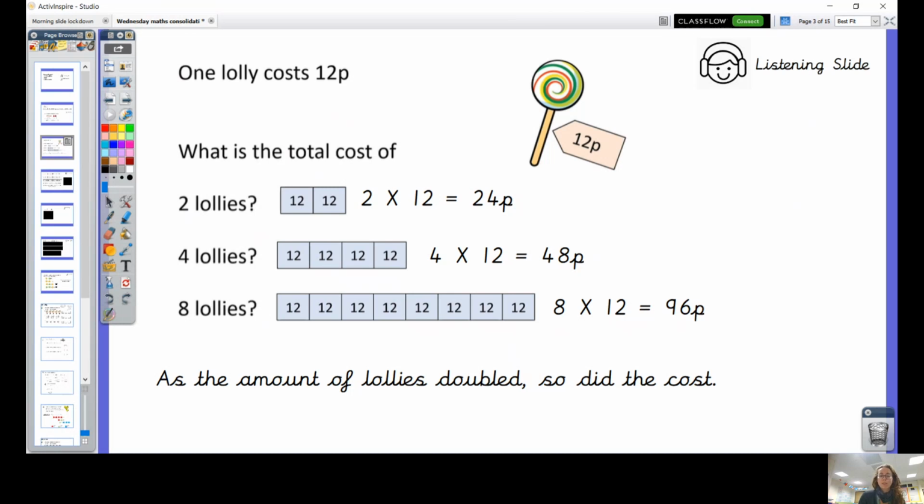As the amount of lollies doubled here, so did the cost. Did you notice that? As the amount doubles, the cost doubles too. And that's the pattern when we're looking at the 2 times table, the 4 times table, and the 8 times table. We can do lots of doubling and halving to help us with it.